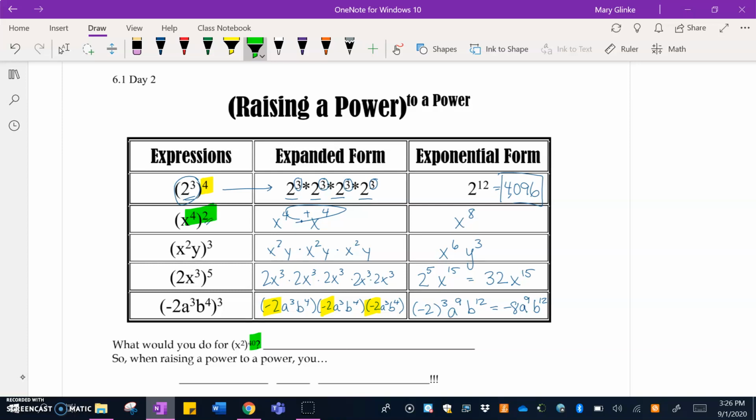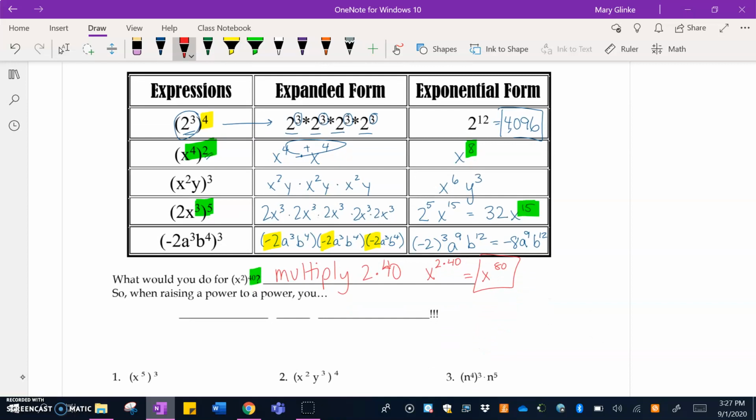If you look at these numbers, x to the 4th squared, and you compare it to your final answer, 4 times 2 is 8. Let's look at this one here. If you have a 3 being raised to the 5th power, or a third exponent to the 3rd power, then to the 5th power, looking at your answer, it's 15. So the shortcut here is you're going to multiply 2 times 40. And so this is going to be x to the 2 times 40, which is x to the 80th. It's going to save us from writing x squared 40 times. So when you have a power to a power, you're going to multiply the exponents.